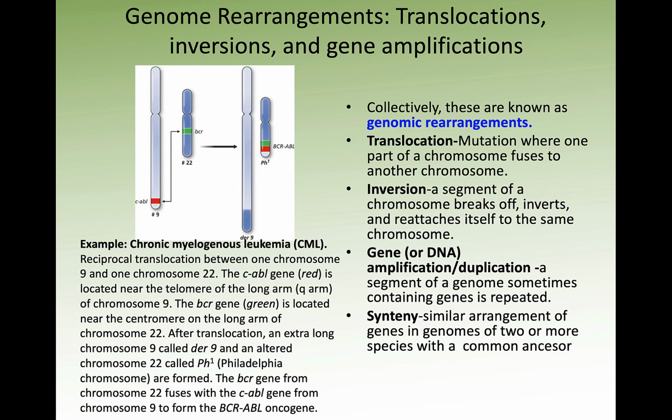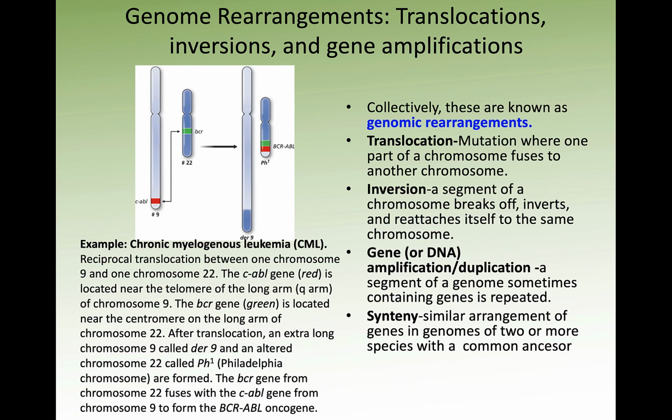We have inversion events, where a segment of a chromosome breaks off and inverts, but reattaches itself to the same chromosome. There are gene or DNA amplifications, duplications, where a segment of the genome will sometimes repeat itself or make another copy of itself. And so we have multiple copies, segments of what was the original ancestral genome sequence now in multiple places.